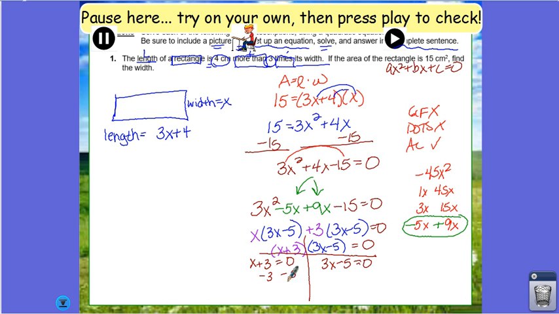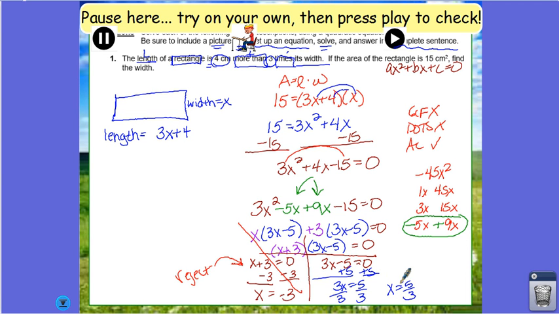Here I solve and I find x would be negative 3. However, I actually have to reject this answer before I even check it, because I cannot have a width of a negative dimension. So now let's solve for the other side. If I add 5, I find out 3x must be 5, so x is 5 divided by 3, and when x equals 5/3, this factor would equal 0, yielding a trinomial set equal to 0.